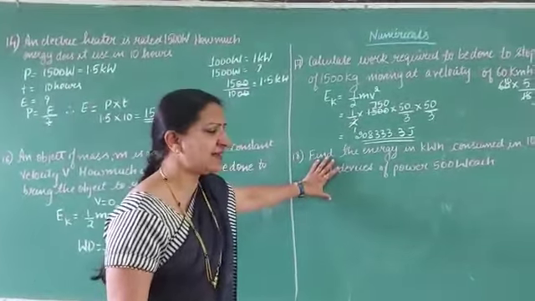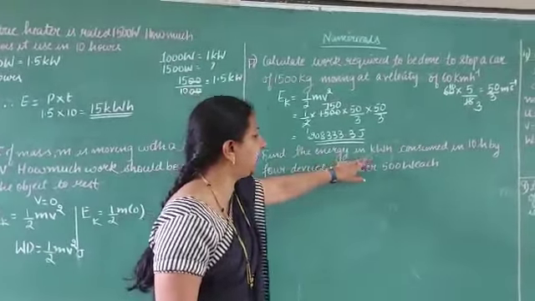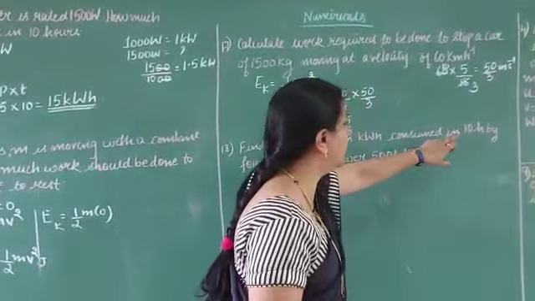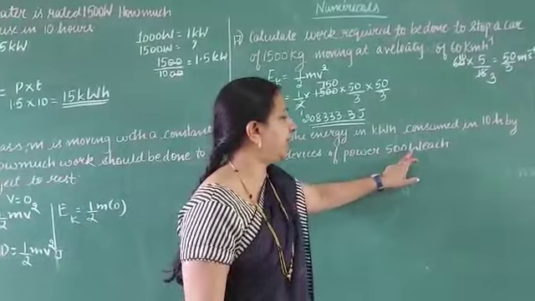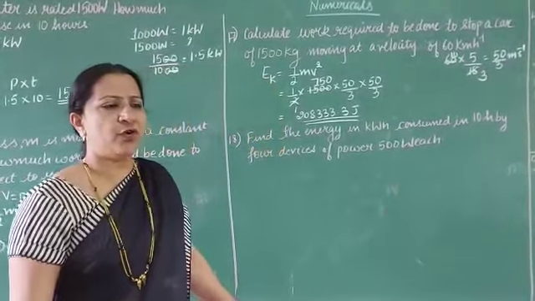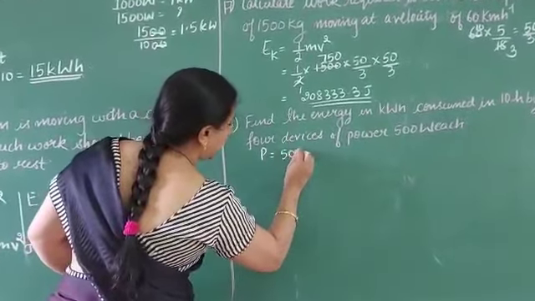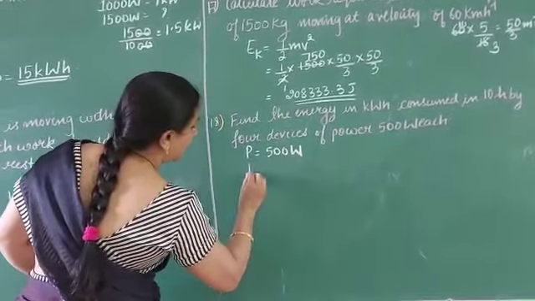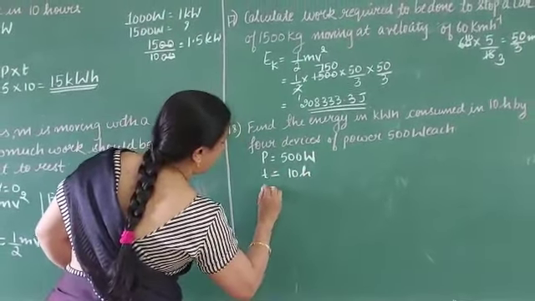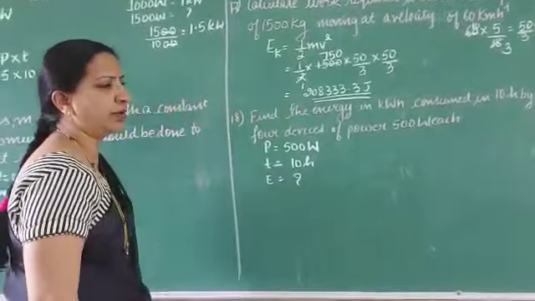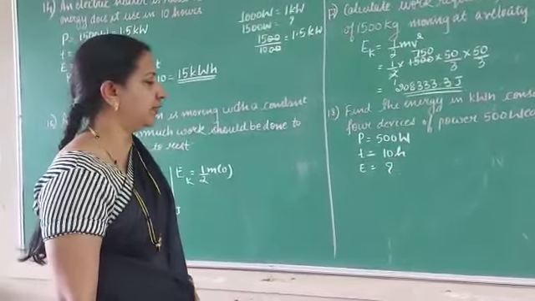Now, the last sum of your exercise, the 18th sum. Find the energy in kilowatt hour consumed in 10 hours by 4 devices of power 500 watt each. So you have 4 devices whose power is 500. And all these 4 devices work in a day for 10 hours. So you have to calculate how much energy has been consumed here.